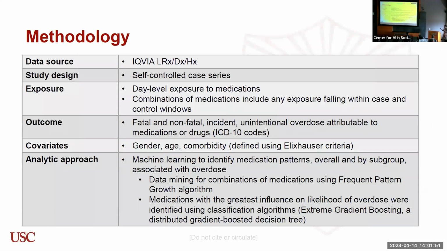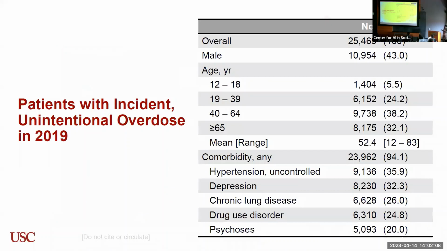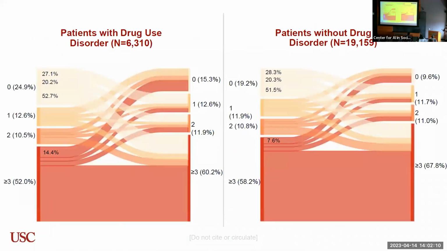Then we used the FP-growth mining algorithm to look at the most common medications, and then used XGBoost to identify whether there were any medication patterns which can be attributed to these unintentional overdoses. The preliminary results of the study came out pretty interesting.